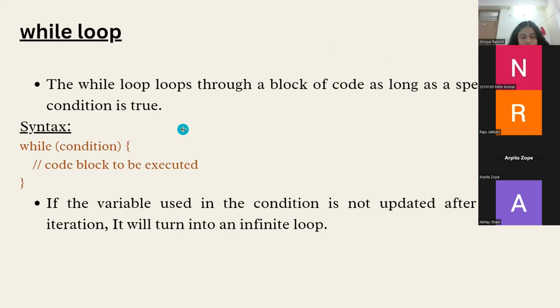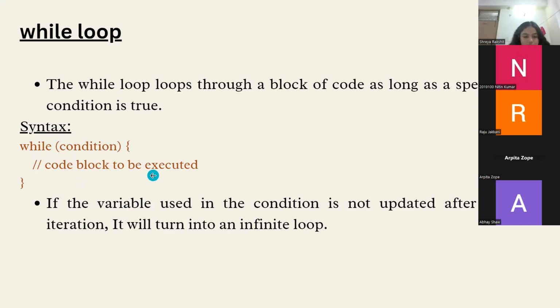The next two loops are the while loop and the do while loop. The while loop loops through a block of code as long as a specified condition is true. It is much like the for loop, but in this case, statement 1 and statement 3 we need to explicitly mention in the right place. We need to initialize the variables first, and we need to increment the variables in the code block itself. And in the syntax, we will only mention the condition.